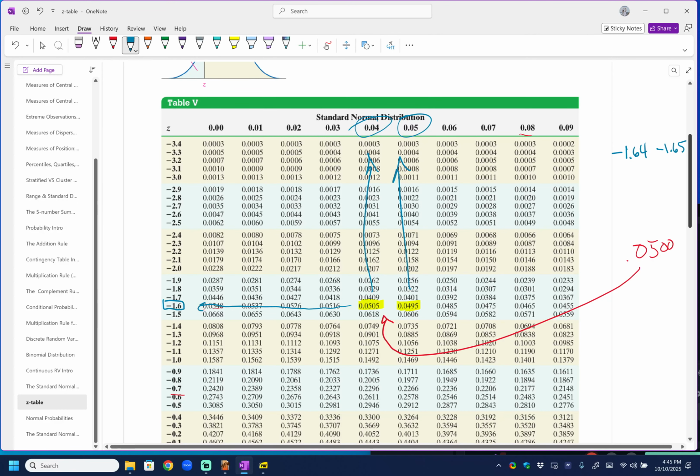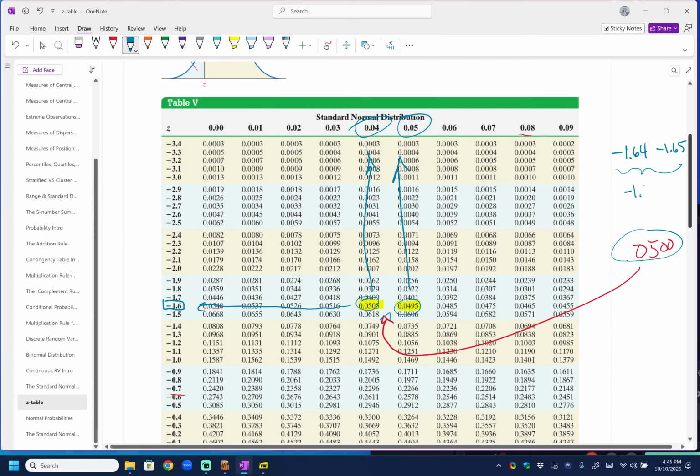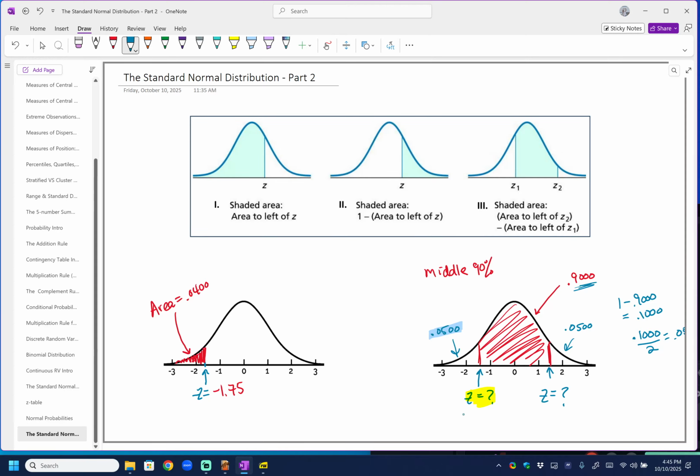So how do I find the z-value? Well, if this area value is halfway between these two, that means the z-value should be halfway between these two. So all I need to do is go perfectly halfway between these, which is going to give me negative 1.645. That means in my results, this should be negative 1.645.